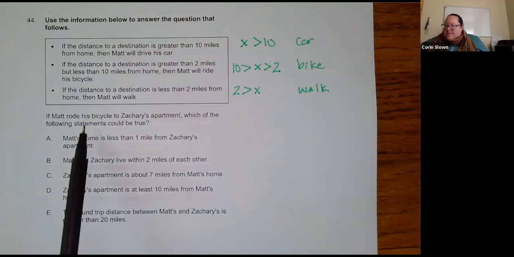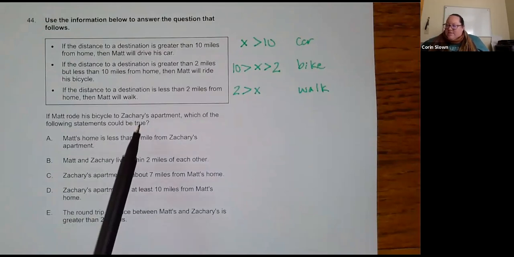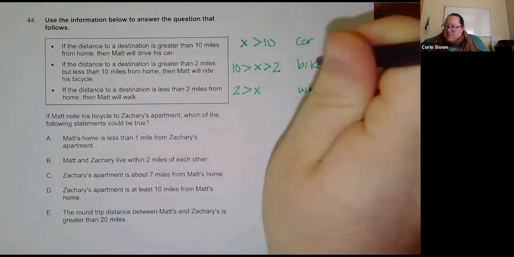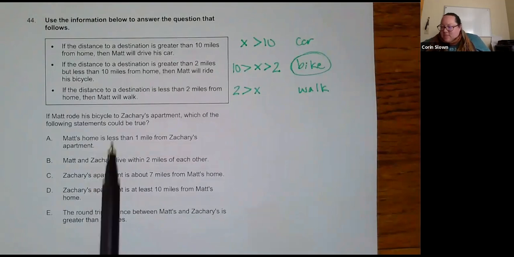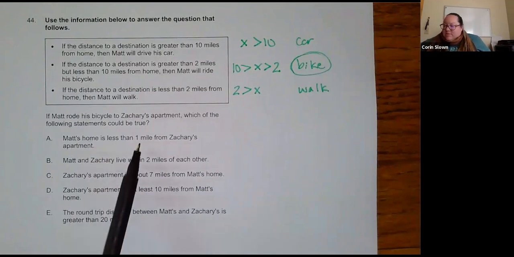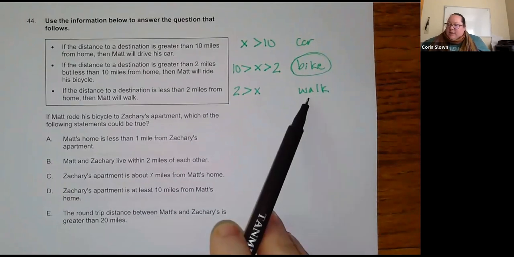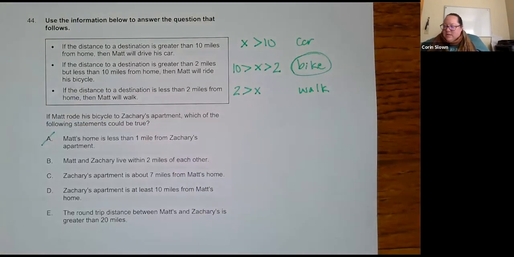If Matt rode his bicycle to Zachary's apartment, which of the following statements could be true? So he rode his bike. Matt's home is less than 1 mile from Zachary's apartment. Well, I don't think we can say that. There's no way for us to know that, because if it was less than 1 mile, he would be walking. So we know that A is not an option. Matt and Zachary live within 2 miles of each other. I don't think we can say that either, because if it was 2 miles or less, he would still be walking.